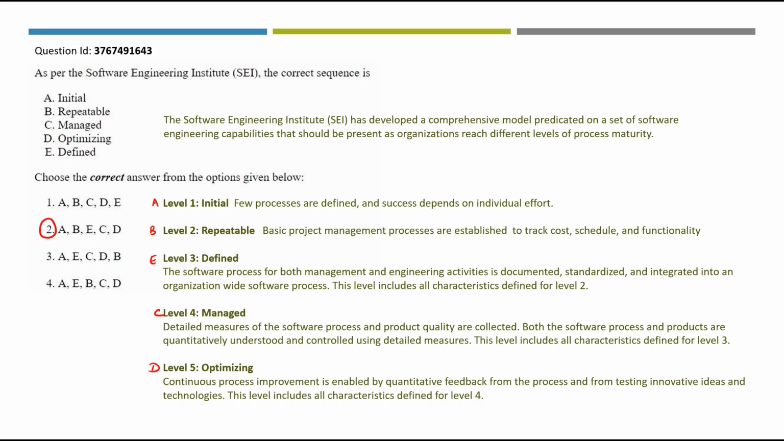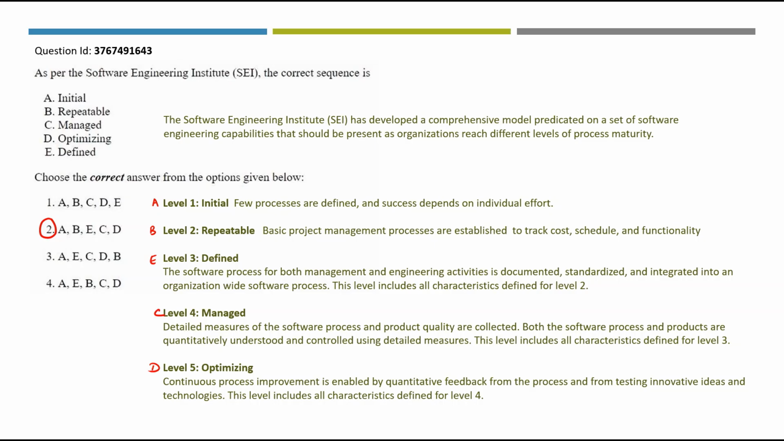What is level 1? It is initial. Few processes are defined and success depends on individual effort. Level 2 is repeatable. Basic project management processes are established to track cost, schedule and functionality. What about defined? The software process for both management and engineering activities is documented, standardized and integrated into an organization-wide software process. This level includes all characteristics defined for level 2. So level 3 will include level 2 characteristics also.